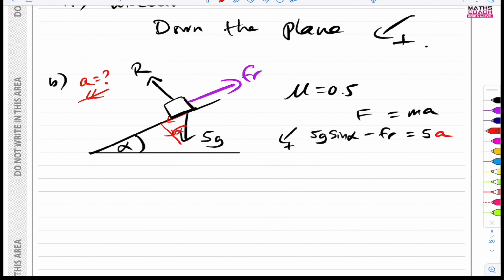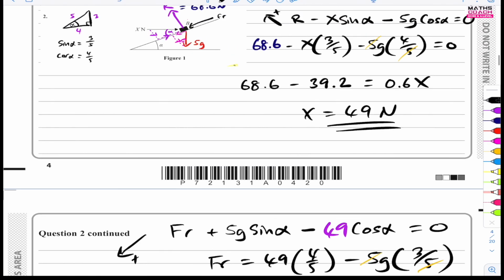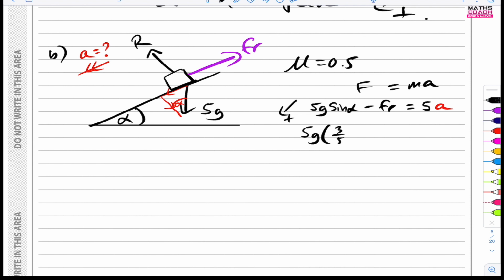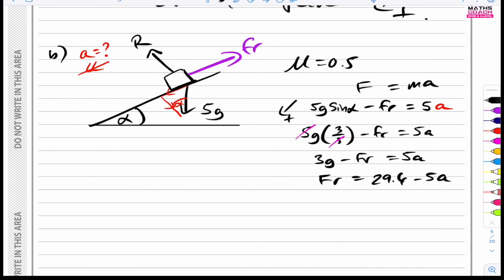Okay, so let's go replace the stuff now, like sine alpha. So it's going to be 5g. Sine alpha was, what was it? 3 over 5. So it's going to be 3 over 5 minus the friction equals 5a. So we can cancel out the 5s right there. So we get 3g minus F of R is equal to 5a. You can work out 3g as well. In fact, let's make F of R the subject. So F of R, we're going to take to the other side. So we're going to have 3g minus 5a. 3g is 29.4, and then minus the 5a. We'll leave it like that. Okay, so just box that around.